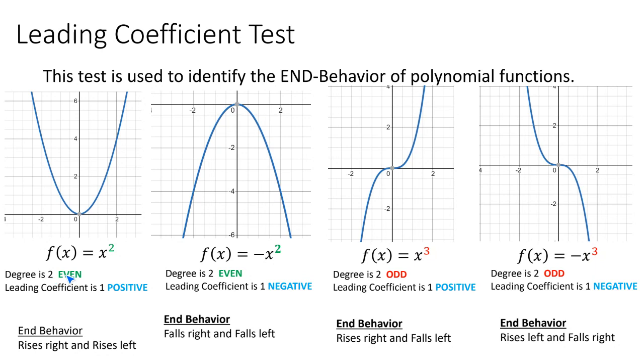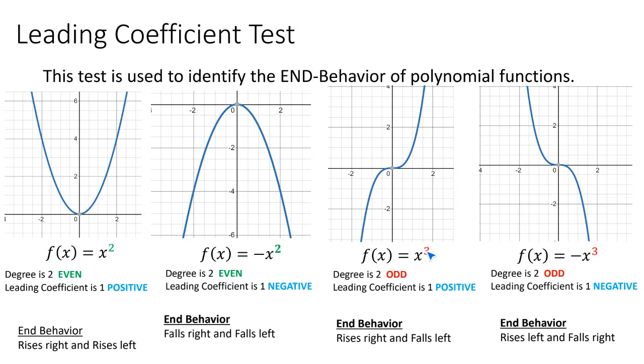And the number 2 is even. Then you need to look at the leading coefficient. The leading coefficient is the number in front of the term that has the degree. In this case, the number in front of x squared is 1, which is positive. So if you have a function that has an even degree and it's positive, then the end behavior is that it rises to the right and it rises to the left. If you have an even degree with a negative coefficient, then the graph is going to fall to the left and it's going to fall to the right.